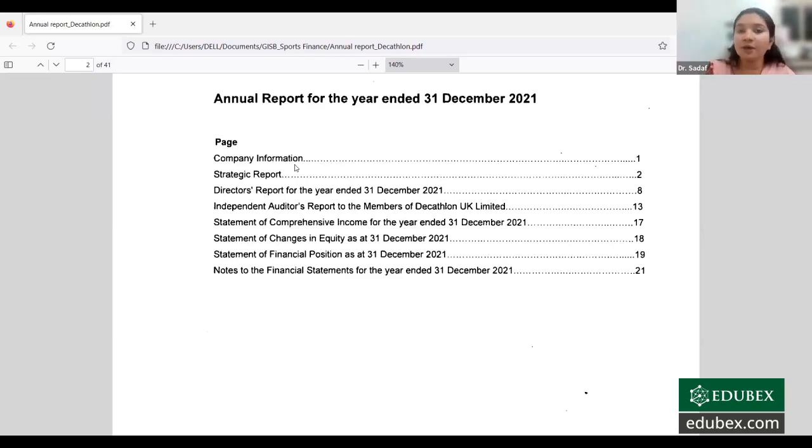Strategic report will talk about the expansion. It will talk about the numbers. Let's keep on scrolling through also. Then we have the board of directors. So can you tell me in a company, okay, why we need to appoint board of directors? What is their role? What is their work? Why do we need to appoint the board of directors?